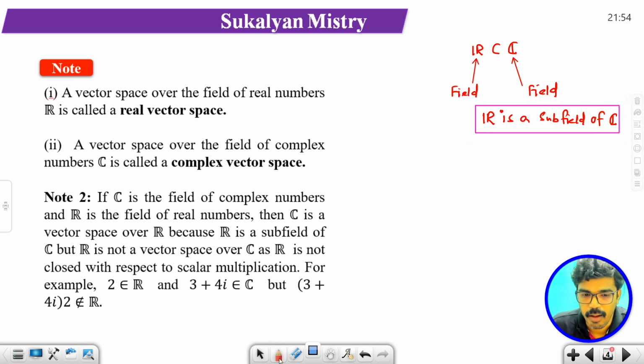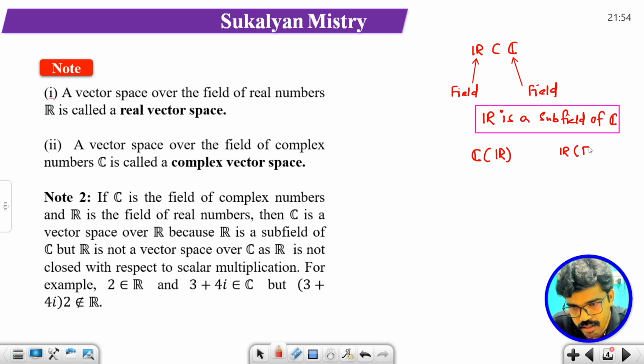Now, my question is: can we say the set of complex numbers forms a vector space over the field of real numbers? এটা কি হবে? Next question: is the set of real numbers a vector space over the field of complex numbers?